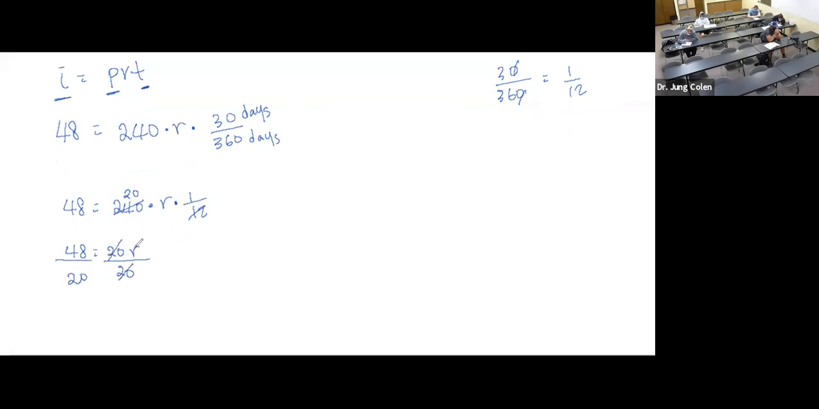What is R then? 48 divided by 20. 2.4. Wow, 2.4. If it is 2.4, that's not a percentage, right? What is the percentage for that? Oh my God, 200? It's 240%.